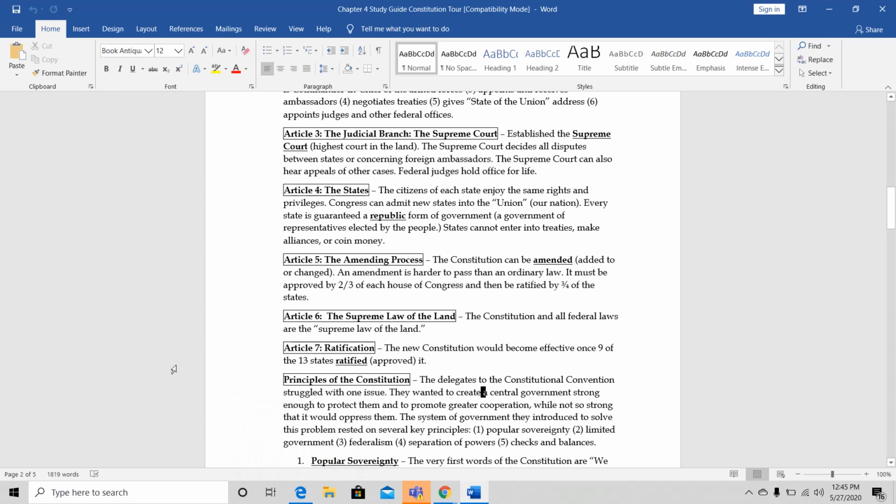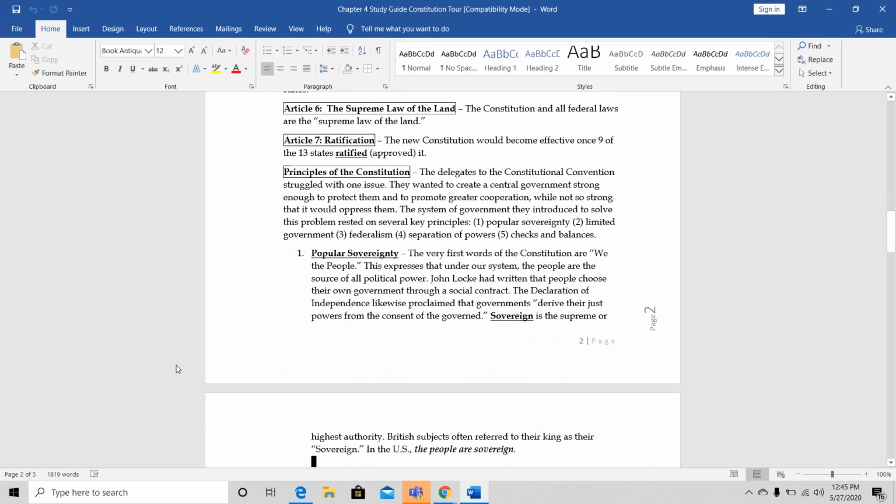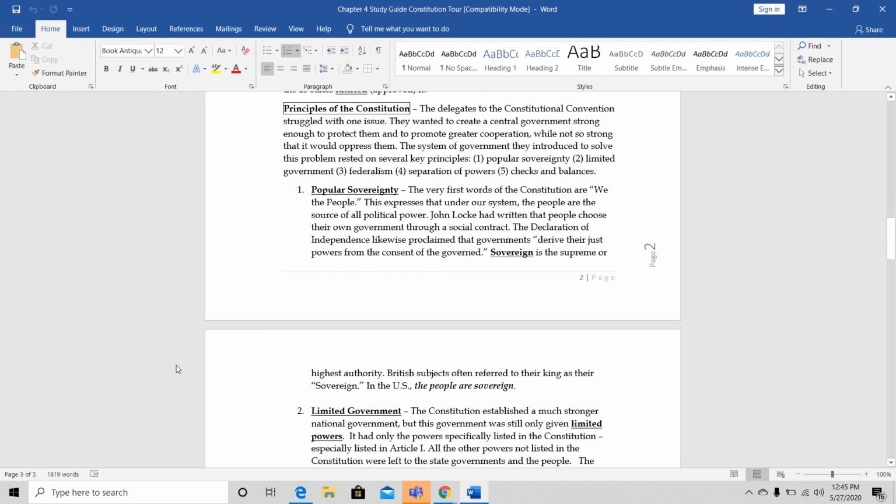Now, when we move on to the principles of the Constitution, here is where it breaks things down into some key principles. You have to remember, guys, the people had a lot of bad experiences. First of all, they had a government that had oppressed them before that, so they were worried about the central government being too powerful. But at the same time, when they had the Articles of Confederation, it didn't work.